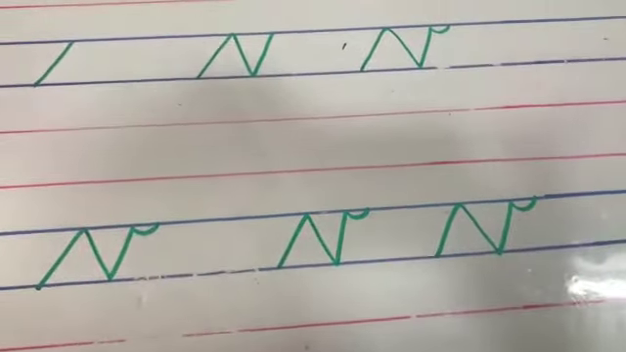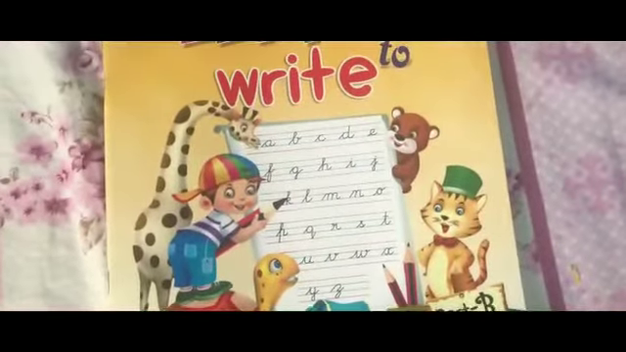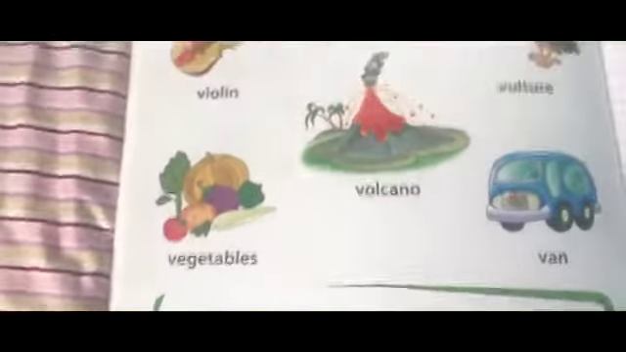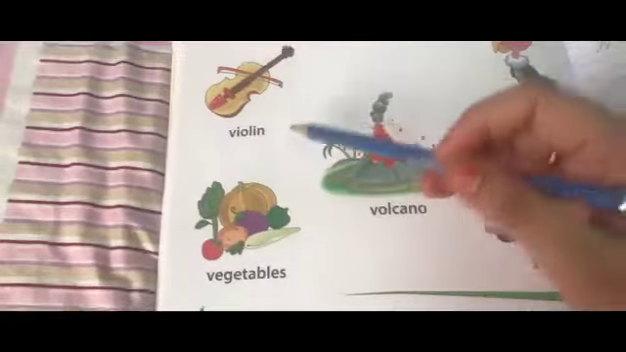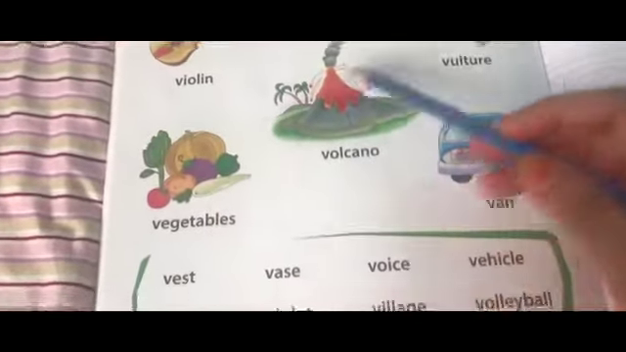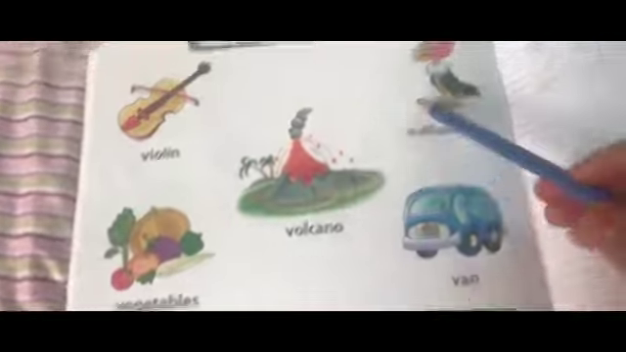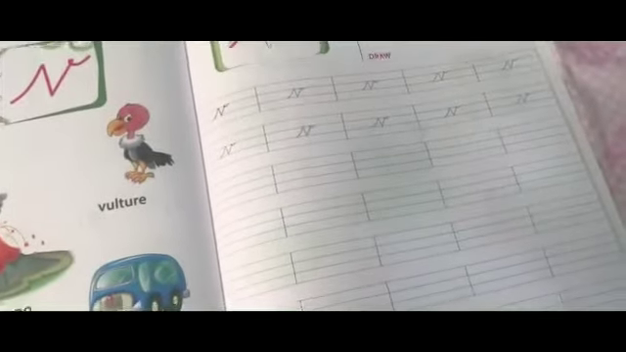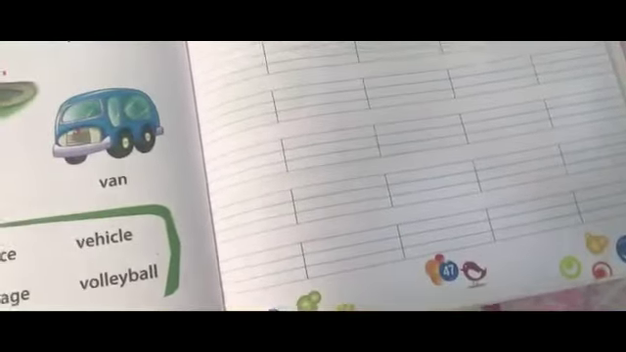Okay, children? Now, let's write cursive V in our English workbook, page number 47. Here in 46, there are some of the pictures. V is for violin. V is for vegetables, V is for volcano, V is for vulture and V is for van. Now let's write the letter V in page number 47.